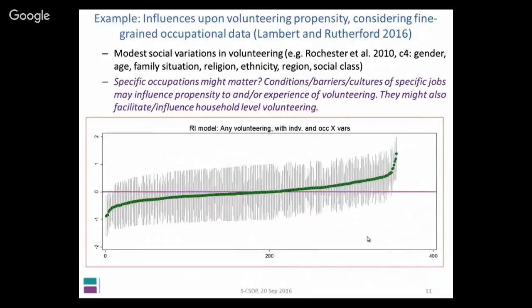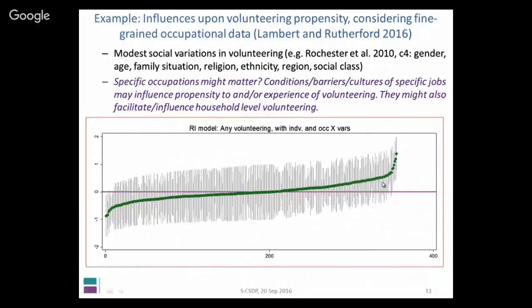So it's well known that volunteering behavior, propensity, or the experience of volunteering is related to other characteristics: gender, age, ethnicity, social class, social stratification, position. All of these are connected to volunteering patterns empirically on average. So our idea is specific occupations matter. And actually the image I've got at the bottom here is an empirical depiction of data that corresponds to that. What we're looking at is propensity to volunteer, how it's related to individual occupations.